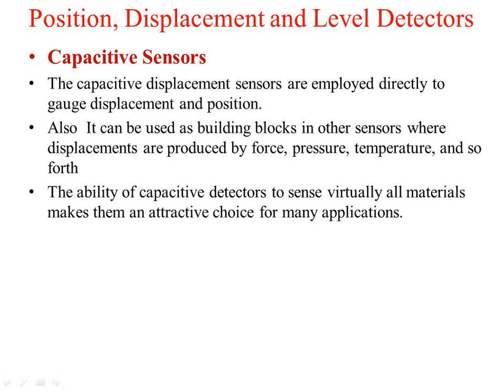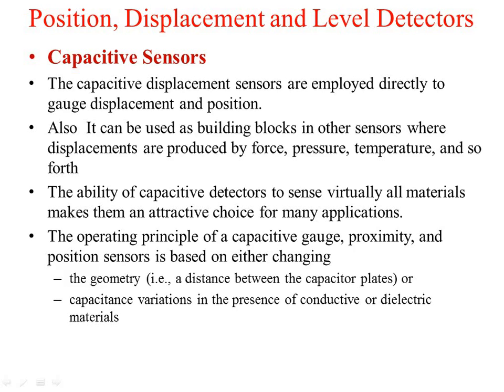Nowadays the capacitive sensors are used in your mobiles also, as a touch sensor. Okay, so your touch screen is made with this principle only, capacitive sensors. Okay, so the operating principle of the capacitive gauge or proximity or position sensor is based on changing either.